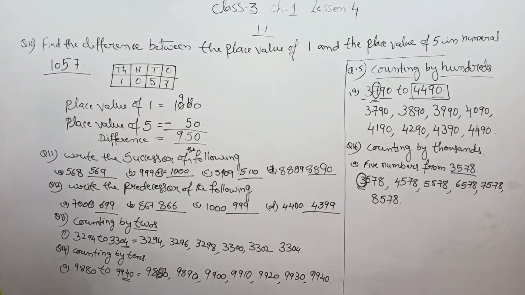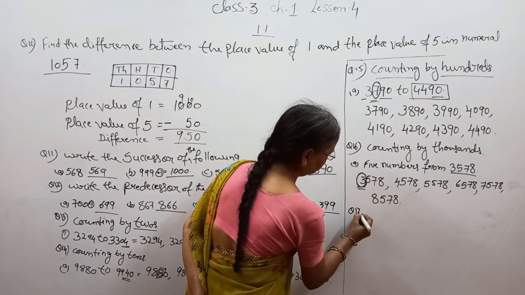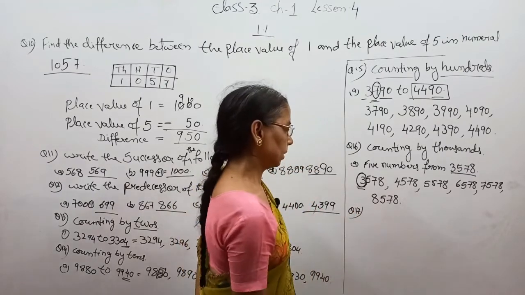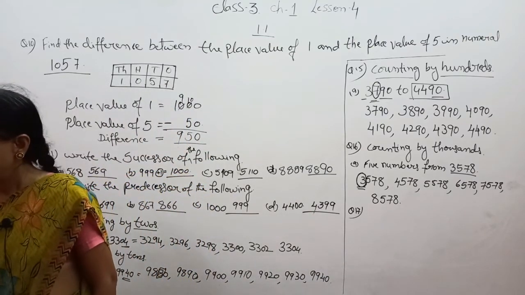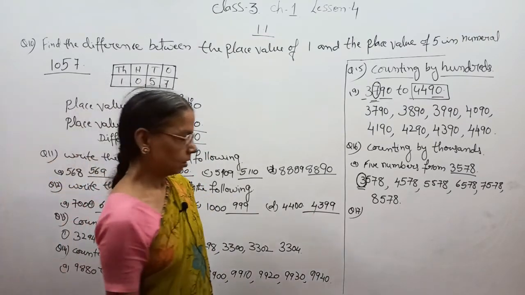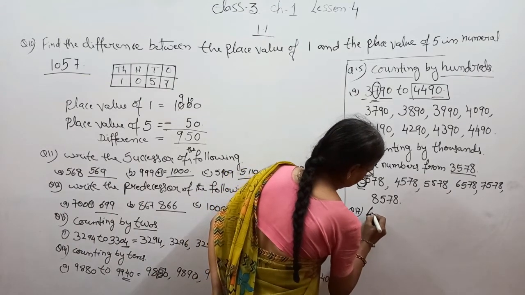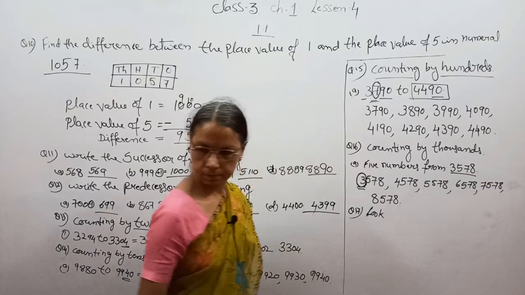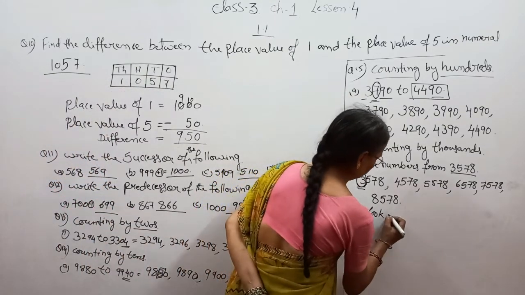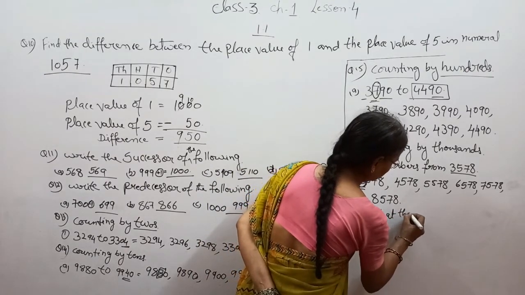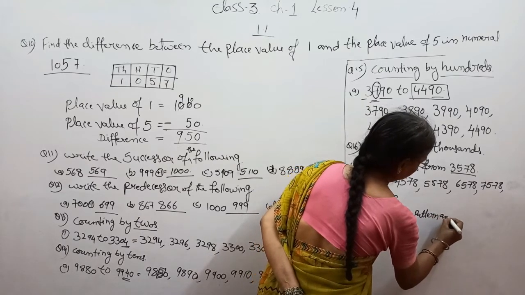Question number 17. We have to write the further numbers according to the pattern which is given in the question. Look at the pattern, fill in the blanks. Look at the pattern and fill in the blanks.